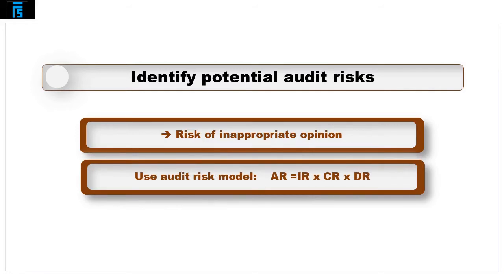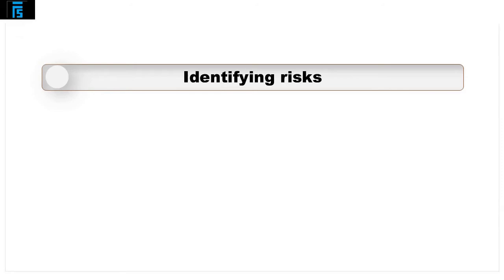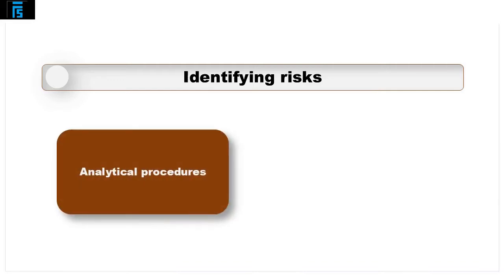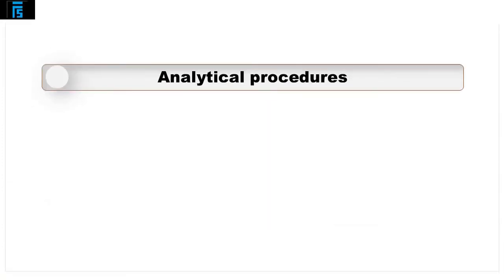The auditor must assess risks using the audit risk model, identifying inherent risks, the risk of material misstatements due to the nature of the entity, control risks, the risk of material misstatements due to poor controls, and detection risk, the risk of material misstatements due to the auditor not spotting the error. There are two main pieces of work that assist them in identifying anything that could increase these risks. These are analytical procedures and understanding the entity and its environment, or knowledge of the business.